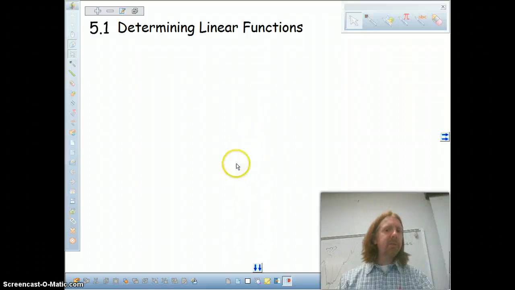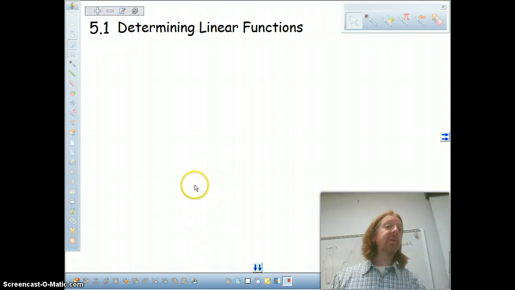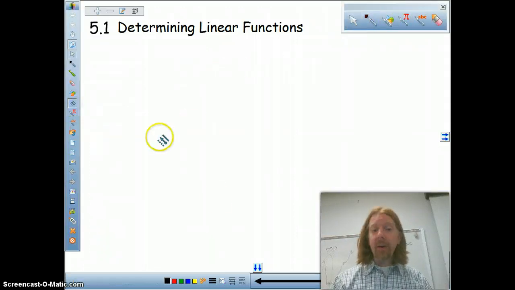All right, when we start section 5.1, we're going to be looking at answering the question of whether or not a collection of data fits the model of a linear function.